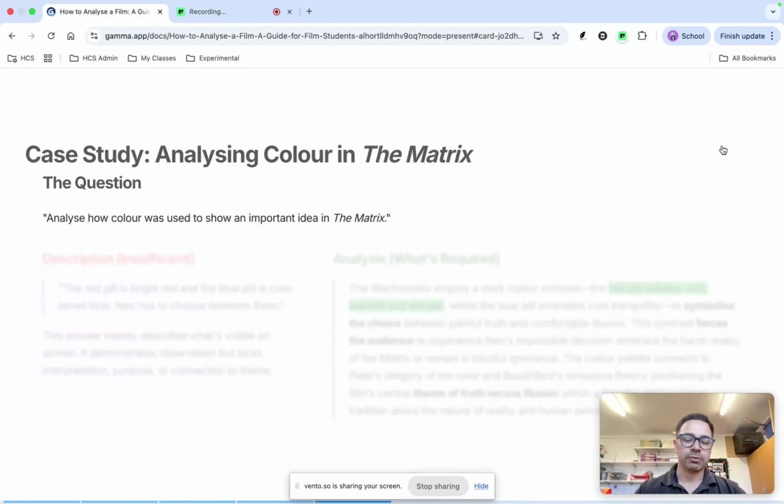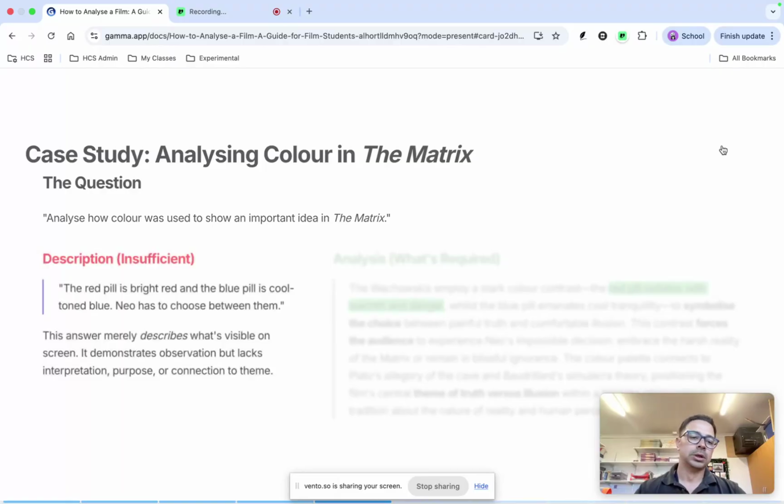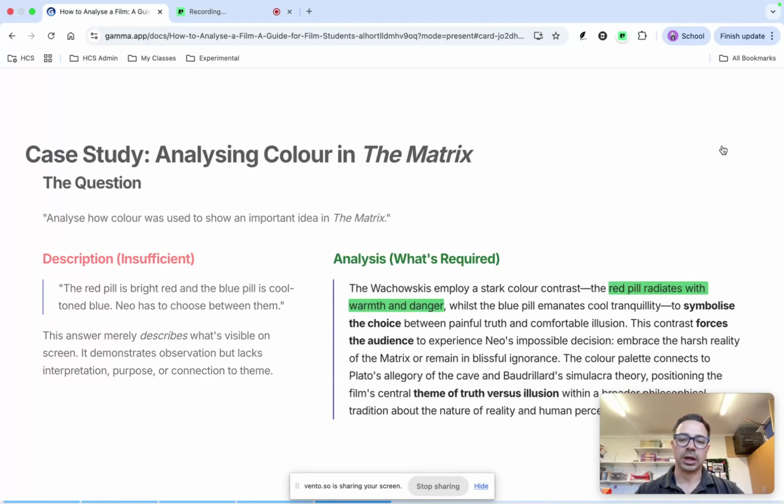So the question for this purpose is analyze how color was used to show an important idea in The Matrix. Now, this over here would be insufficient. The red pill is bright red and the blue pill is cool toned. Neo has to choose between them. None of you did this. This is far too simple. It's very rudimentary. But this over here doesn't meet the requirement. Right? That is not analyzing. Let's have a look at what analyzing would look like.